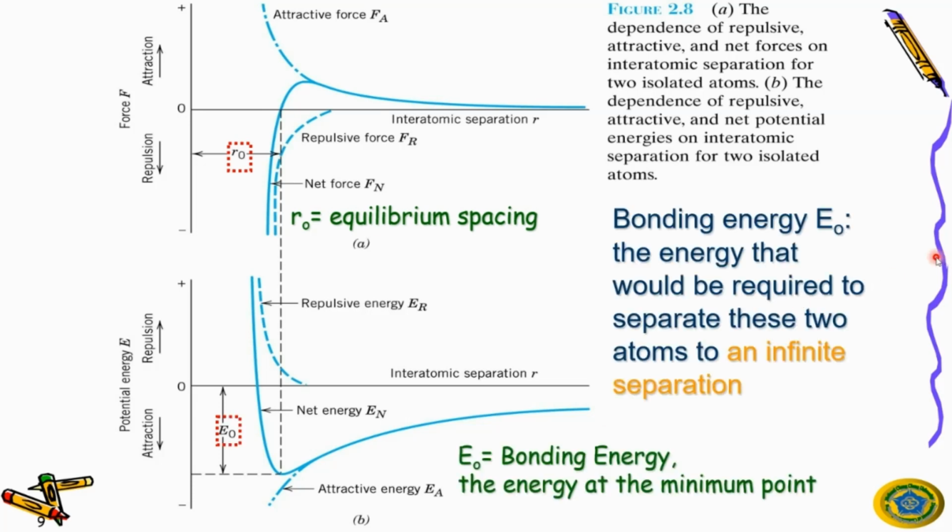Another way of explaining the bonding energy is the energy that would be required to separate these two atoms to an infinite separation. So this bonding energy is the energy required to put this together, right? But if you want to take it out to an infinite distance, this is also called bonding energy, right? Okay.